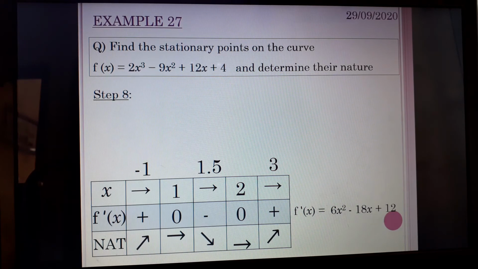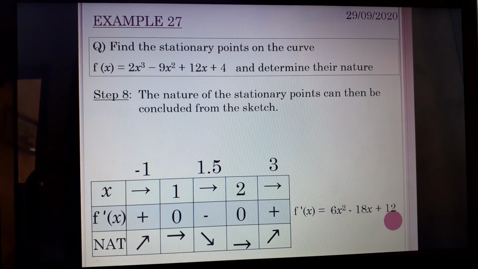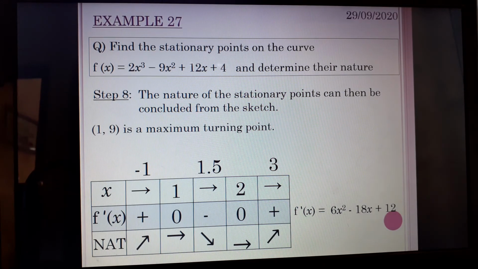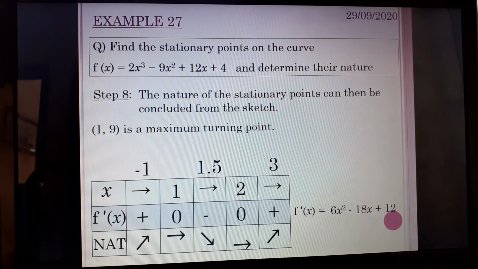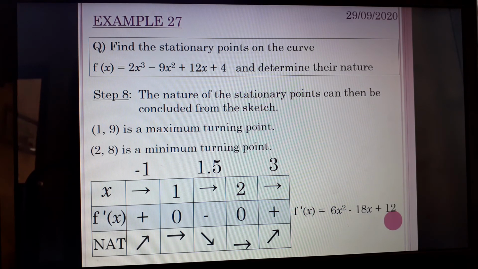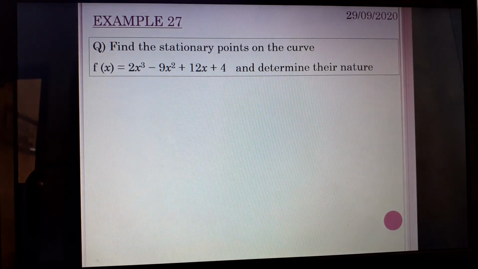So we just state the nature of the turning points along with their full coordinate. Okay, so 1, 9 is a maximum turning point, and we can just write this underneath the nature table when we've got all the space and we don't have all the steps written down. So 1, 9 is a maximum turning point, and 2, 8 is a minimum turning point. And that's your question answered. So we have now found the stationary points, we've used the nature table, and we know what kind of turning points they are, and we have determined their nature.